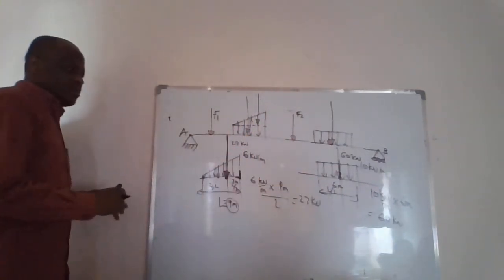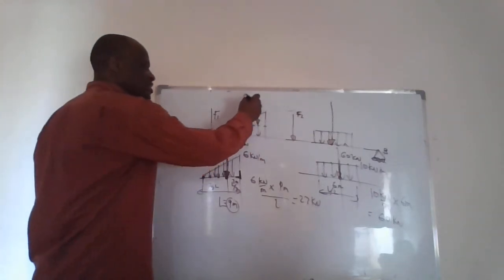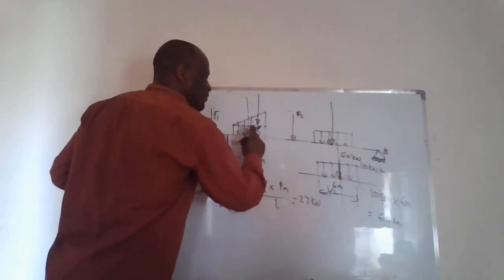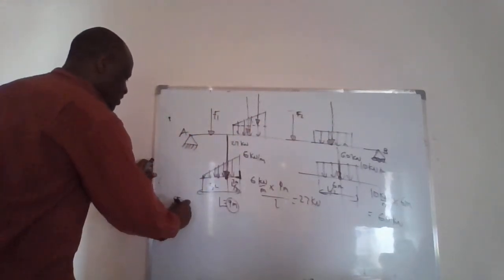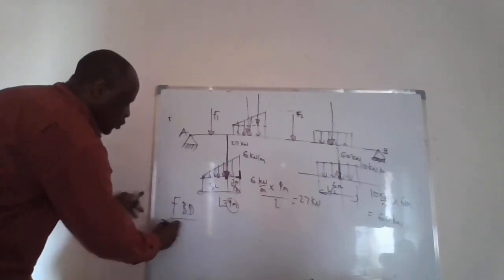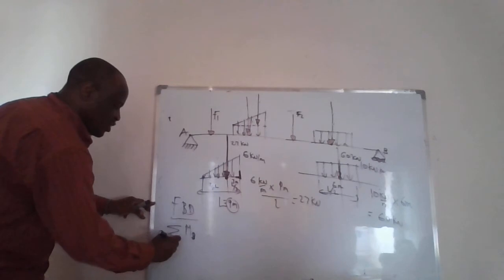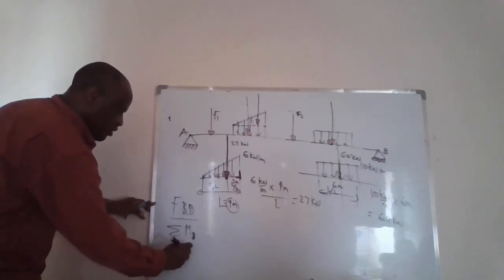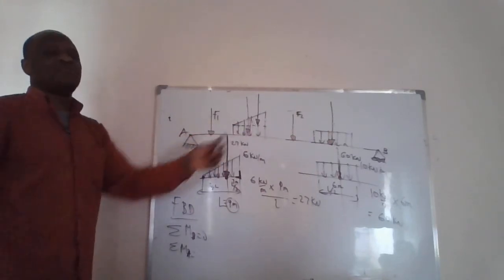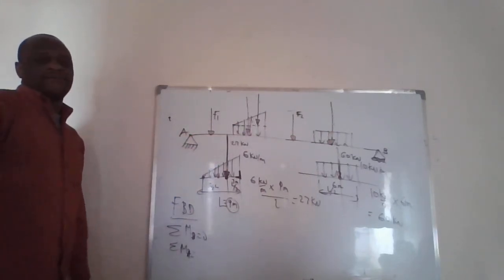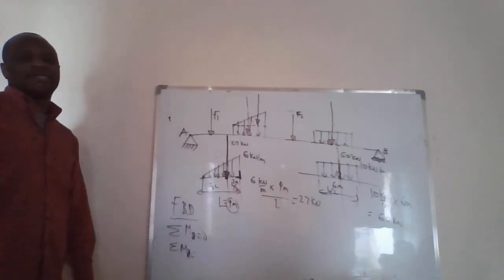Now, the objective in this kind of situation is to make sure that we get the resultant of the VDL and the UDL. Then we can draw the free body diagram and then proceed by using the equations of equilibrium to get the reactions that are missing. That's how we proceed when it comes to solving a problem like this.